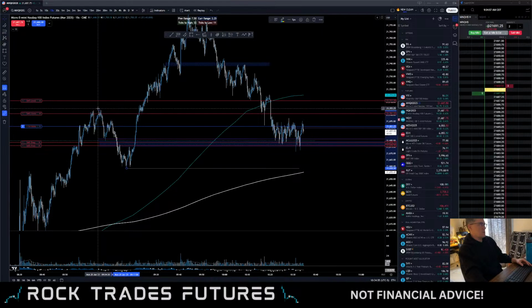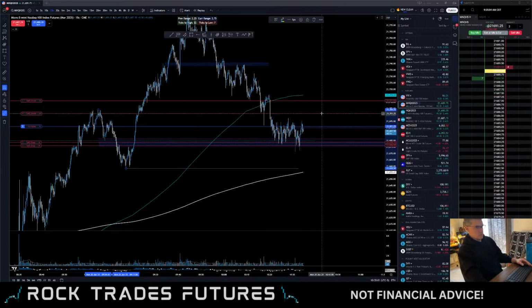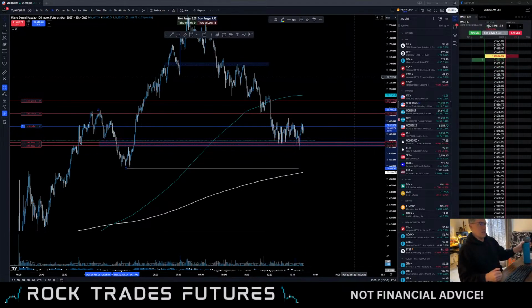So you also got 50% of this swing leg. It's kind of like an order block on a higher time frame. Price is holding above the middle point of that. And let's go.